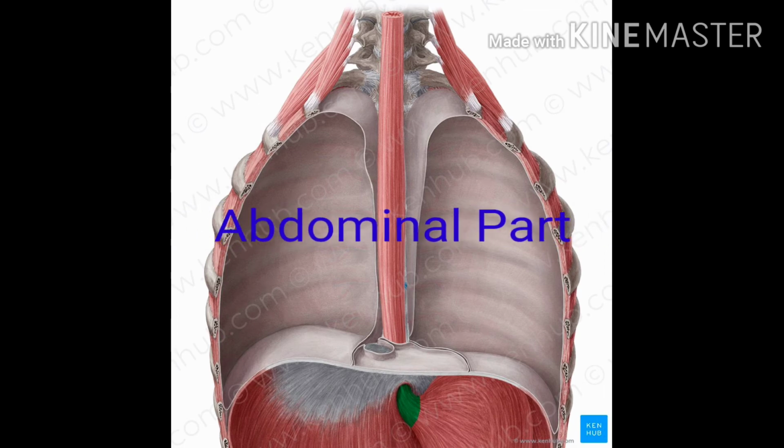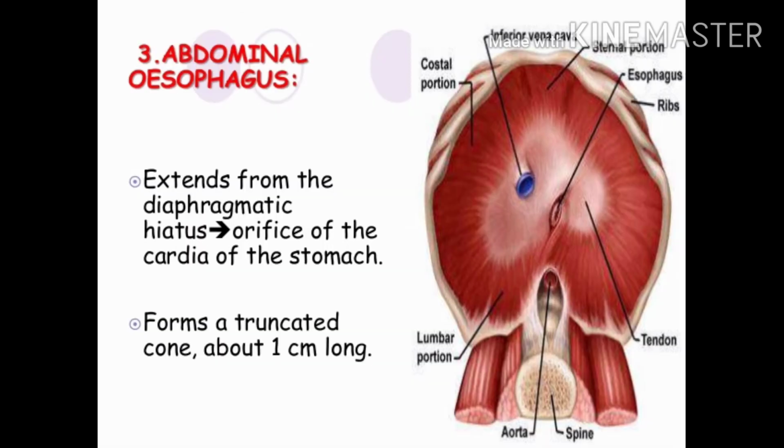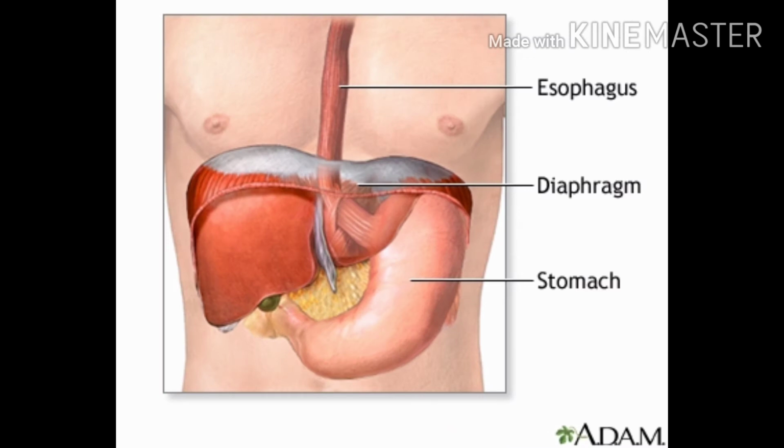The third part of the esophagus is abdominal part. It is 1 to 2 cm in length, extends from esophageal opening in the diaphragm to the cardiac end of the stomach. Anteriorly, it is related with the posterior surface of the left lobe of liver and left gastric nerve. Posteriorly, esophagus in this abdominal part related with the left crus of diaphragm and right gastric nerve. Abdominal part of the esophagus is the only part where it is covered with the peritoneum.